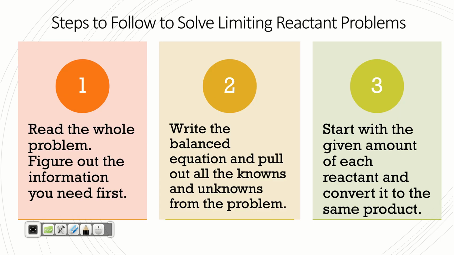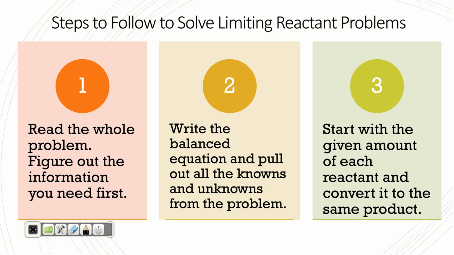So how do we solve these? Read the problem, balance the equation, and then you start with the given amount of each reactant. So you're going to be doing basically 2 mass-to-mass stoichiometries. Go to the product that is asked for in the problem. You're going to do 2 mass-to-mass calculations, each reactant to the same product. Whichever one produces less is your limiting reactant.